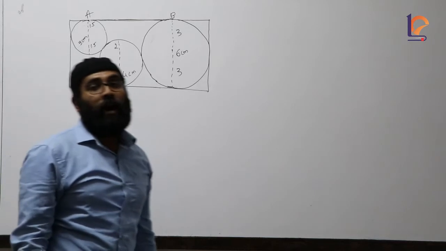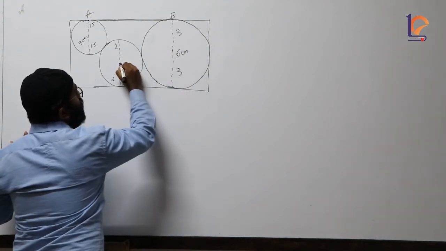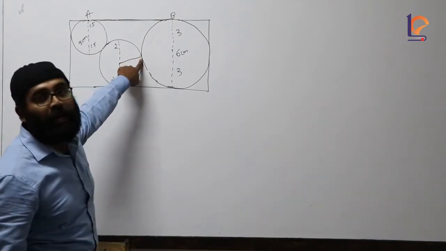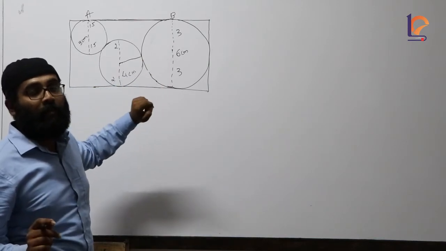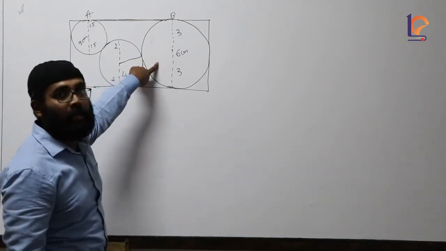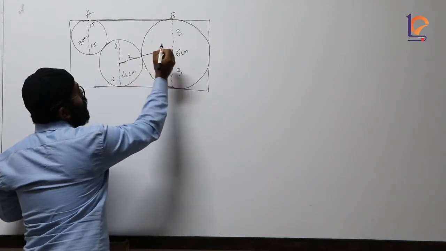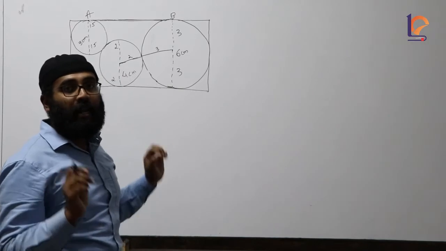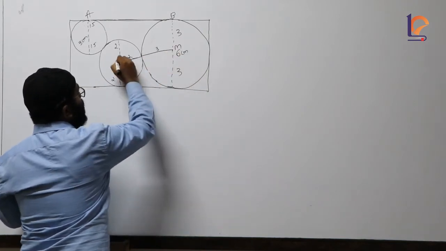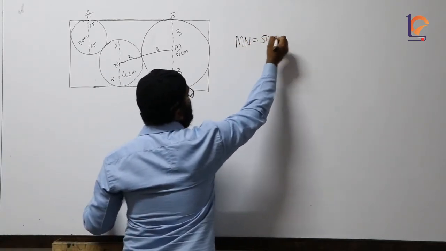So after this, when I join the radius, at this point it will be a tangent. So the tangent will obviously be 90 degrees. And this is also the point of tangent for this circle. So if I draw the radius, the complete length, this will be 2 and this will be 3. The complete length will be 5 centimeters. So I can take this as M, this one as N. MN is equal to 5 centimeters.